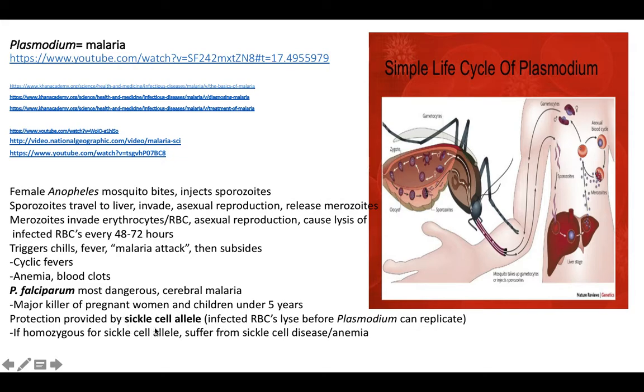But the heartbreak here is if you're homozygous, meaning you have two copies of the sickle cell allele, then you can suffer with sickle cell disease, which is really tough.